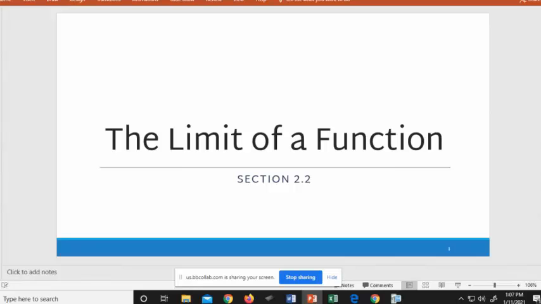Okay, so the limit of a function. Last time we talked about different kinds of functions and how we can tell what the function is doing over the course of a certain domain. Is it increasing or decreasing? How is it increasing? How is it decreasing? Well, with the limit of a function, we're just going to try to find what the function is approaching, right? So what is the function approaching?